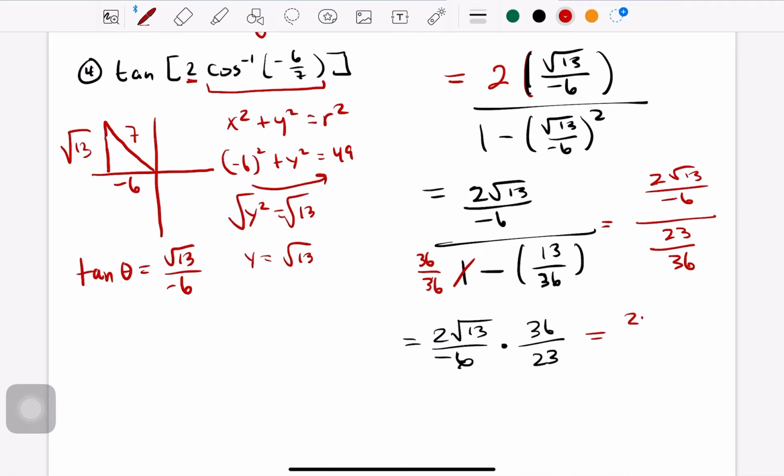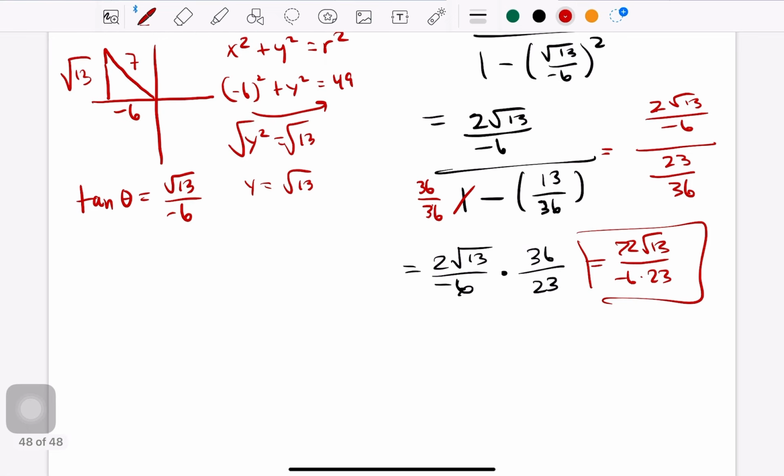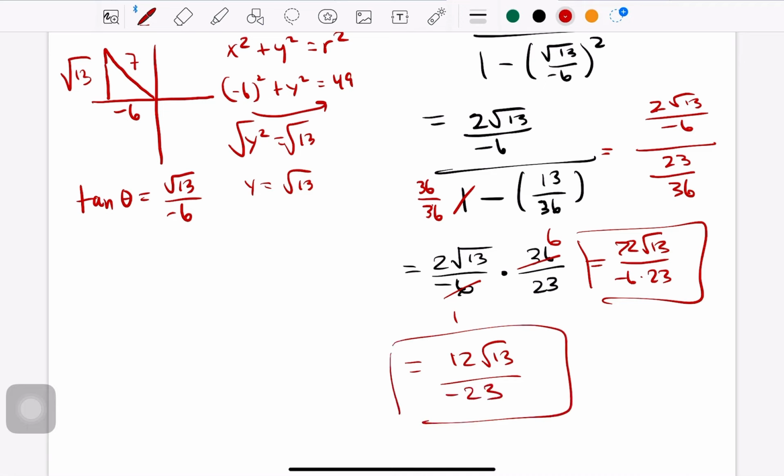2 times 36 is 72. Radical 13 all over negative 6 times 23. If you left it like that, you'd be fine, right? Don't really second guess yourself. Otherwise, you want to just simplify. So that'd be 1 that goes into that, or not twice, 6 times. And you'd end up with the following: 12 times radical 13 over negative 23. And if this helps, great, but this should be your answer.